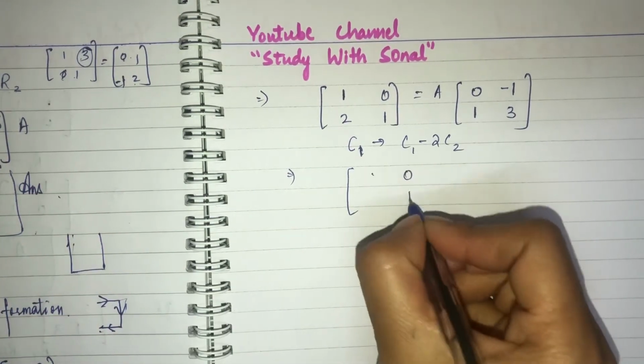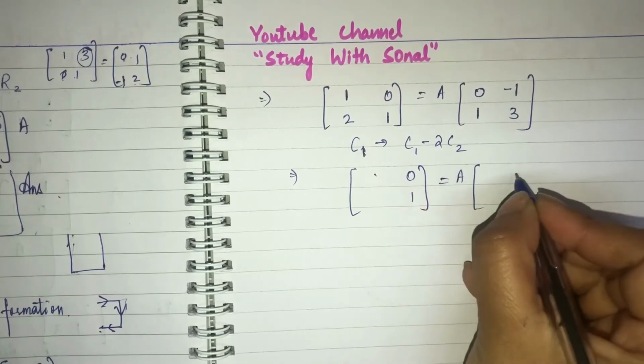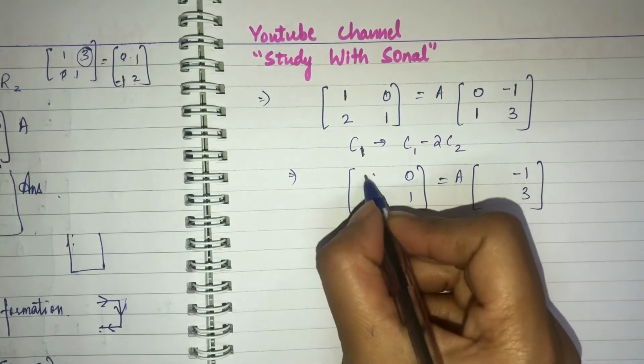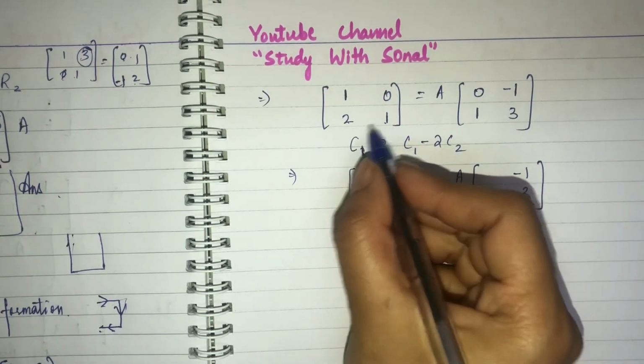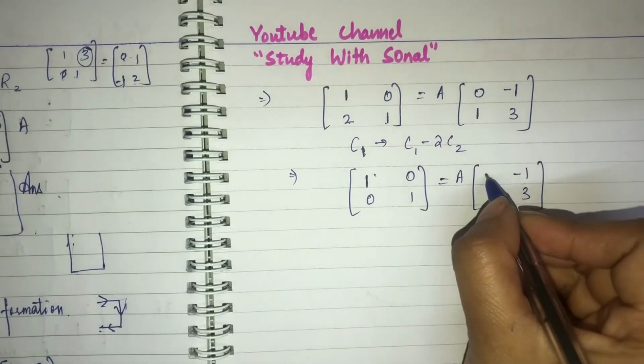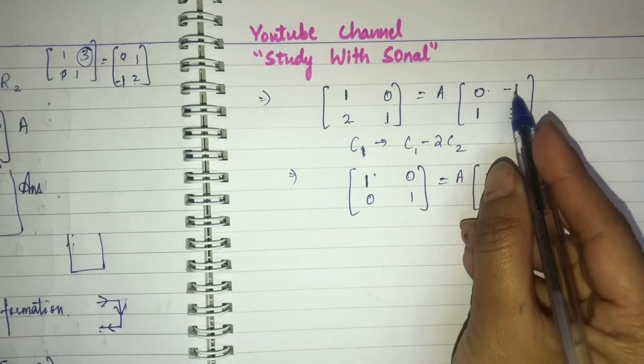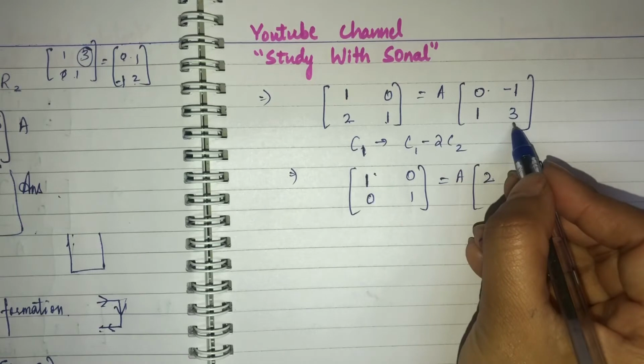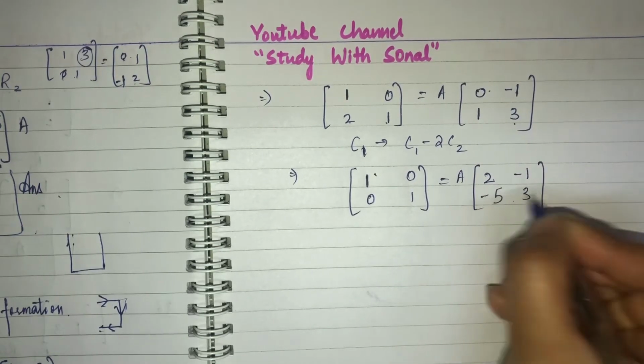C1 C2 पहले as it is रख देते हैं. C1 में change लाते हैं. 1 minus 2 into 0 is 1. 2 minus 2 is 0. And here it is 0 minus 2 into minus 1, which is 2. 1 minus 3 into 2, 1 minus 6, which is minus 5.